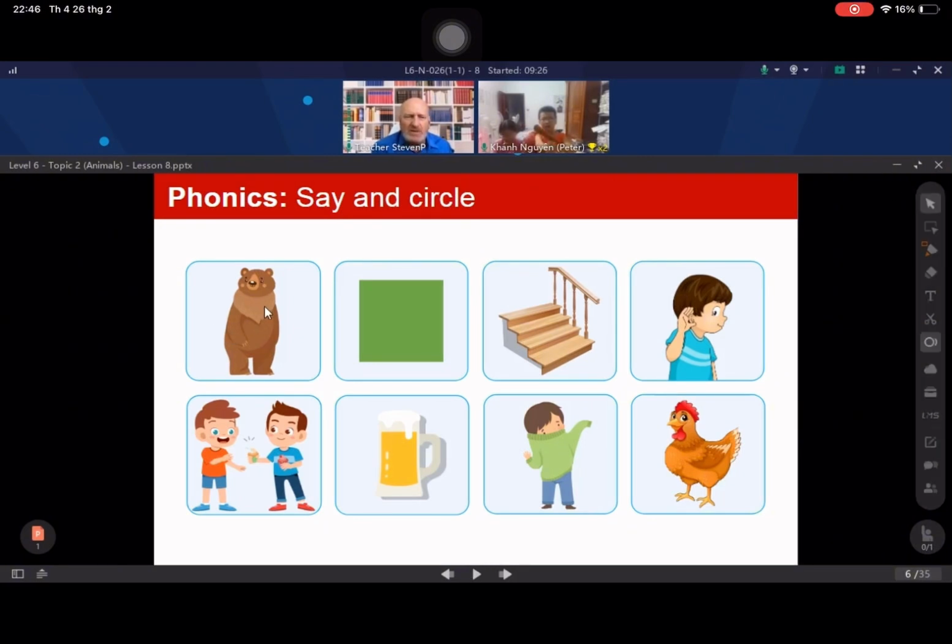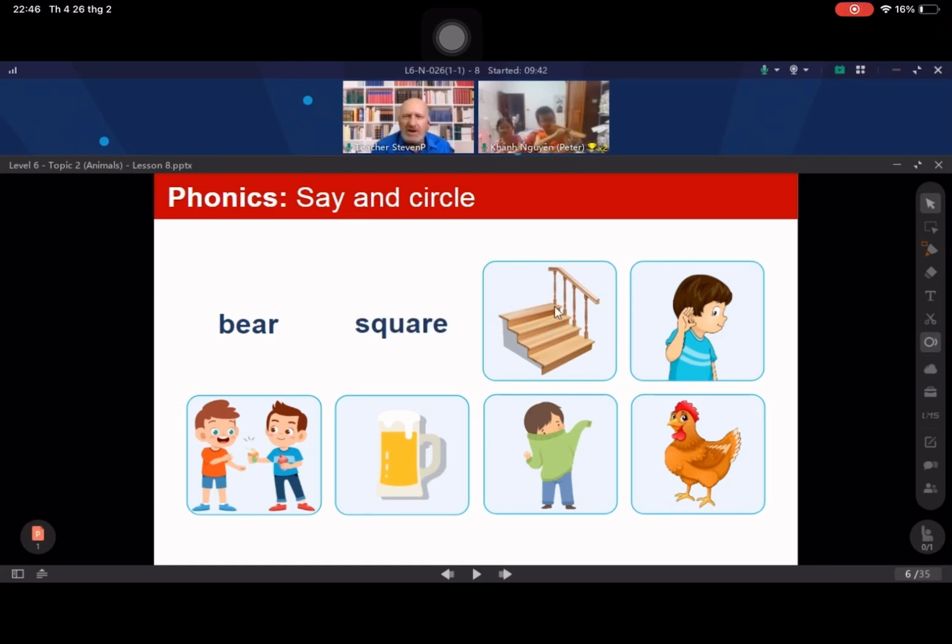So let's try this page. Peter, you can do the first one. What is this? Bear. Yes, that's right. And this one, Mia? What shape? Square. That's right. There we go. What are these, Peter?